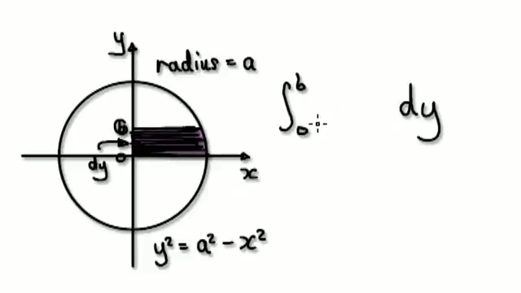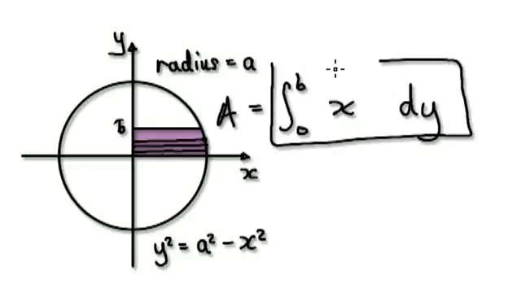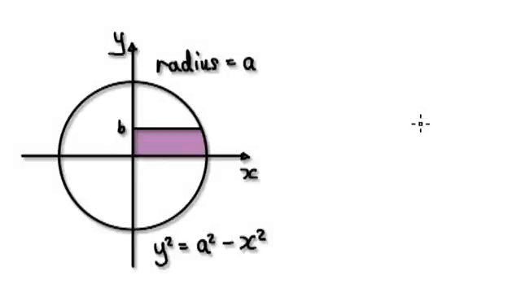As you're moving in the y direction, hang on, let me just clear this up. As you're moving in the y direction, you need to know the x value each step of the way. Well, the x value here would be x. So another way of working out the area would be taking the integral of x dy. Okay, so that's one way of doing it.